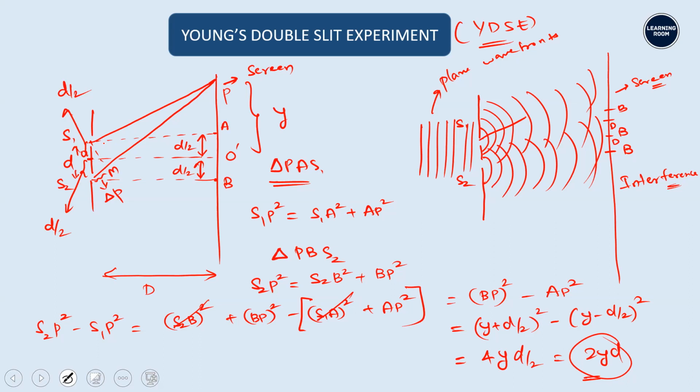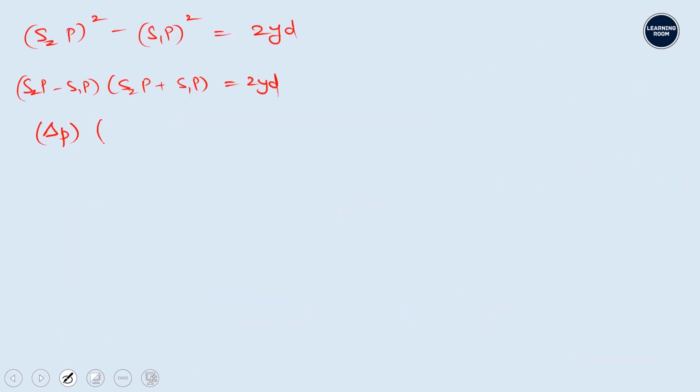But we will not do this in the case of S2P minus S1P. We will apply it only in the case of S2P plus S1P. So here, S2P and S1P are approximated to capital D itself. What is capital D? Capital D is the distance between the slit and the screen. When you do this, you will get 2 into capital D here, which will be equal to 2y into small d. So what is the path difference? Delta P, here 2 and 2 will get cancelled. Delta P will be equal to y into small d divided by capital D. Right? This is going to be the path difference.